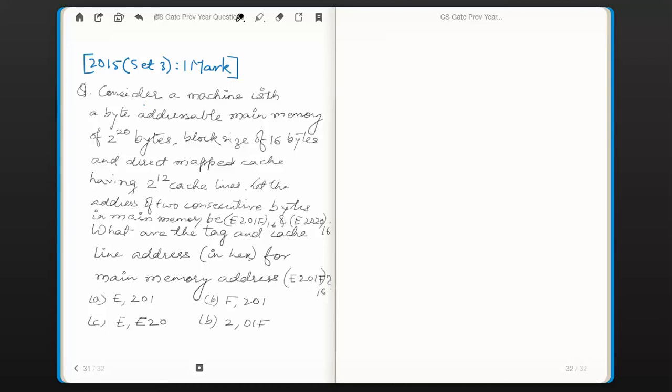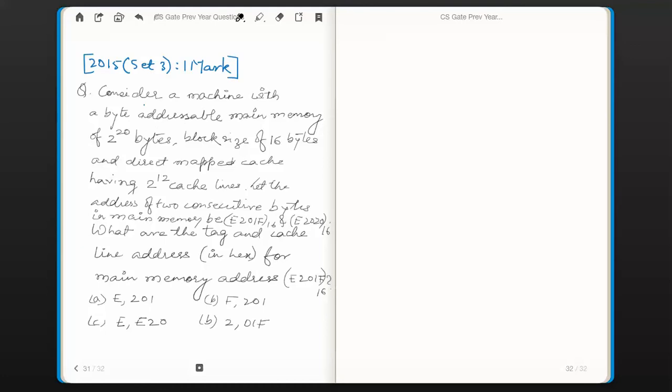So here a few data are given of a particular machine, and we need to find out the tag and cache line address of this main memory address, right? For this we need to find out the size of block offset, the size of cache index and the size of the tag field, right? So first of all we have to find out the size of the address.